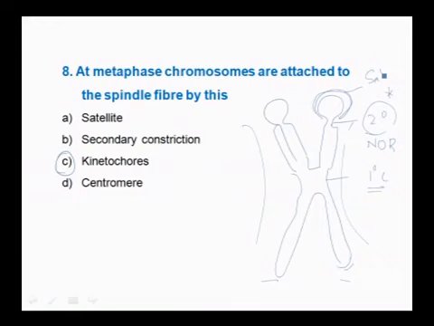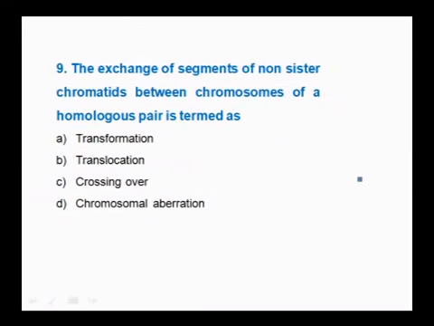Moving on to kinetochore. Kinetochore is a semilunar or subspherical proteinaceous structure which covers the primary constriction, and do remember, spindle fibers come and attach to this particular kinetochore. So the answer for this 8th question is C, kinetochore.